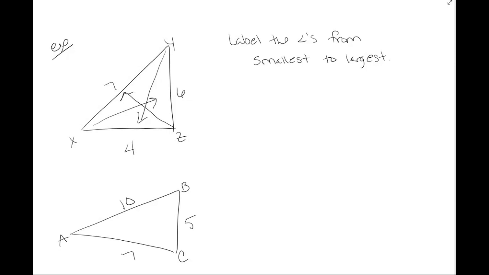So the smallest side is opposite the smallest angle. My smallest side is 4. Its opposite angle is Y. So Y has to be the smallest. The second smallest side here goes with its opposite angle, which is X. Finally, the largest side is 7, and he's opposite Z.